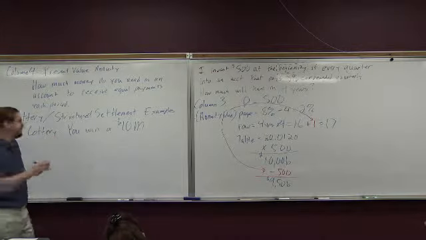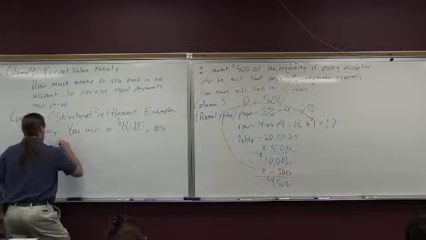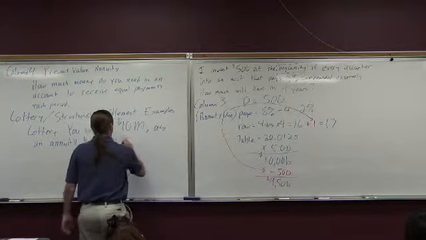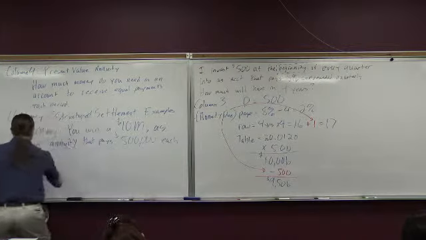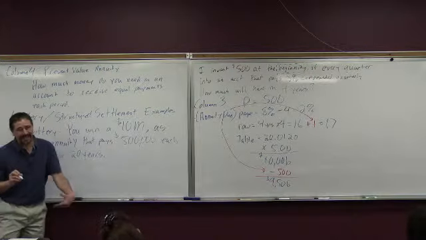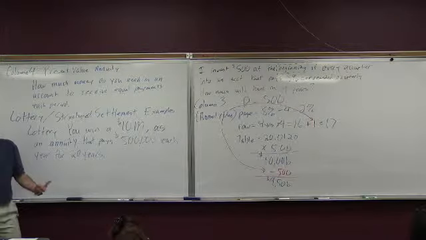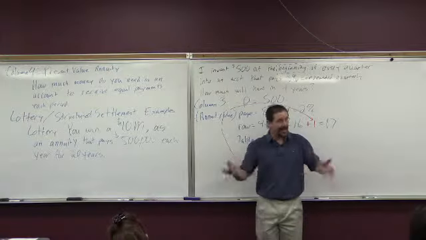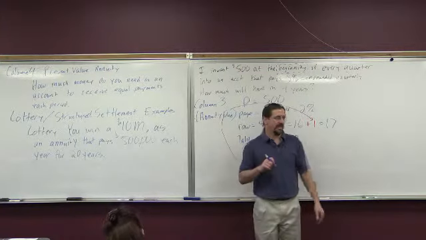All right, but the way they're going to do it is as an annuity that pays $500,000 each year for 20 years. So you're not really getting $10 million up front. What they're doing is they're going to say, you're going to get $500,000 at the end of every year for 20 years, and then if you add all that money up, $500,000 a year for 20 years, that's how you get to the $10 million.